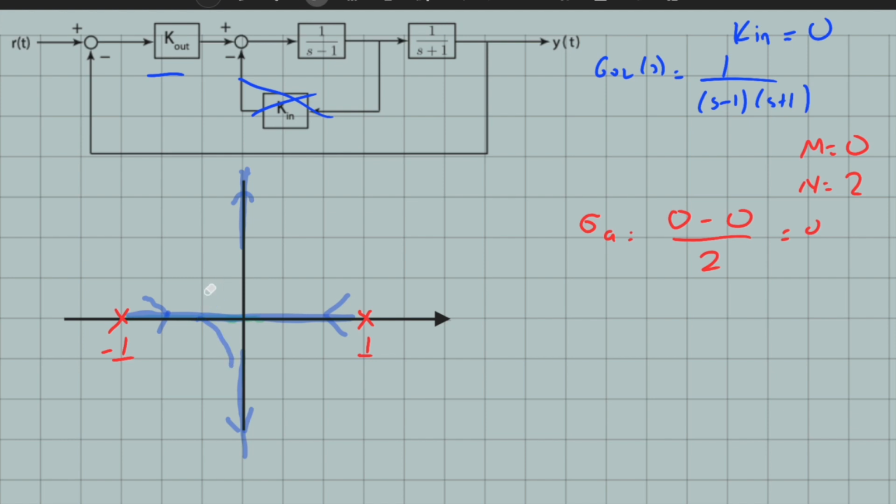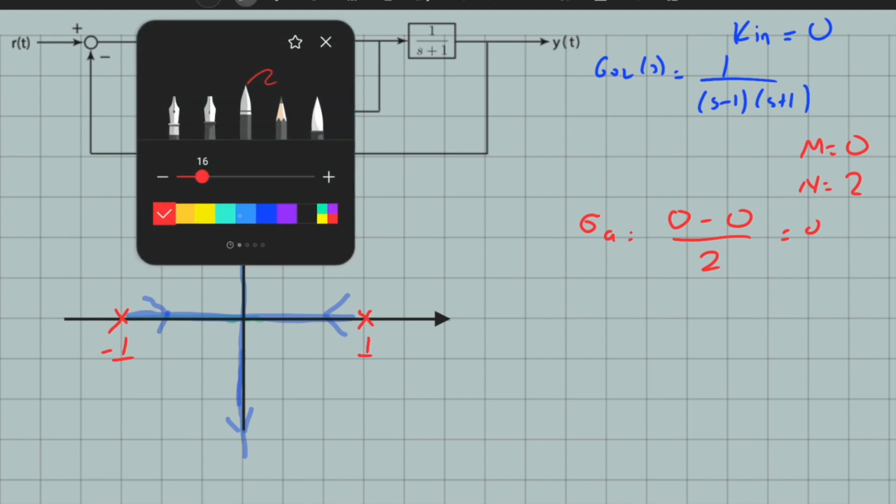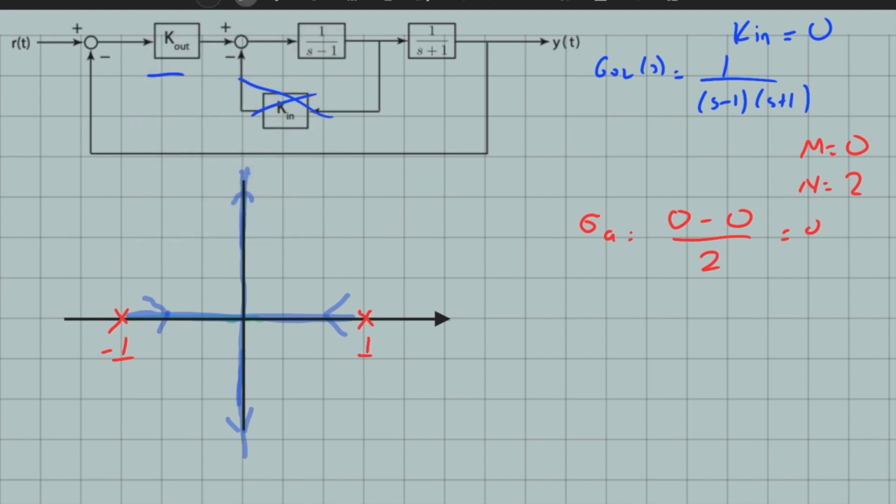So indeed for this system, the root locus is simply this. This point is the intercept. Let's change the color. This is the intercept, and it's also the breakaway point. And this is the root locus of the system. Let's compute the breakaway point also, which is quite easy for this system.